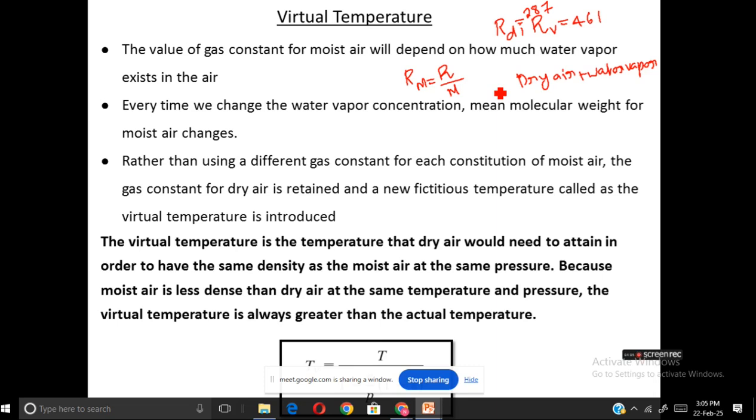So instead of changing the value of R each time we consider moist air, the value of R was retained and a new fictitious temperature, known as the virtual temperature, was introduced. What is virtual temperature? It is the temperature that dry air would need to attain in order to have the same density as moist air at the same pressure.